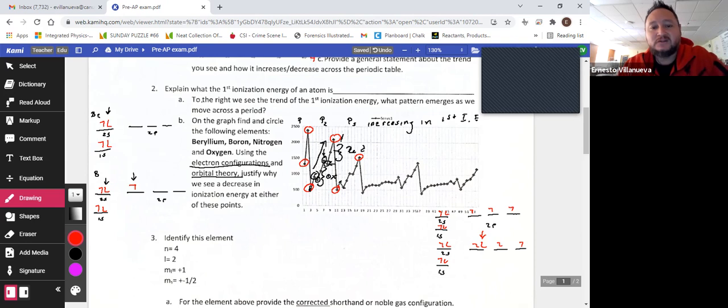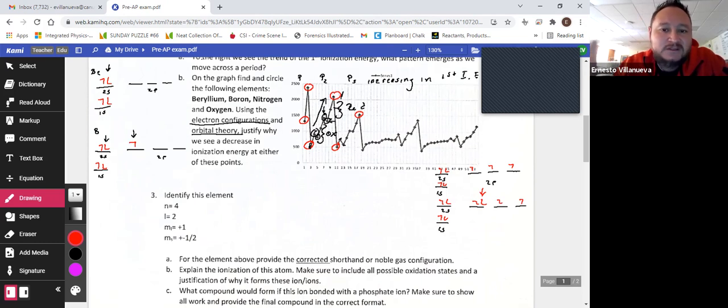I know we've gone over this too, but this is how you justify your answer using electron configuration and explaining exactly the phenomenon that you see on the graph presented to you. This is how you're supposed to answer questions. Don't describe to me what you see on the graph. I can see that too, guys. You need to tell me why those things are happening.